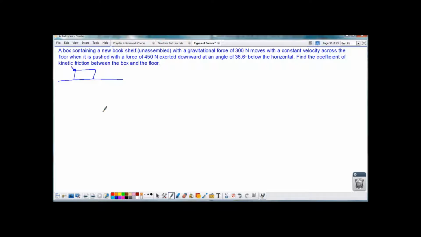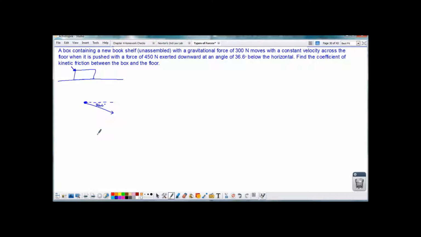Now after I draw that picture, I'm going to go ahead and draw the free body diagram. It's going to give me more information. So this box, I know there's an applied force downward at an angle of 36.6 degrees below the horizontal. So I'm saying the box is getting pushed towards the right. I'm going to draw a little dotted line to represent the horizontal, and then an angle of 36.6 degrees below that. So something similar to that.